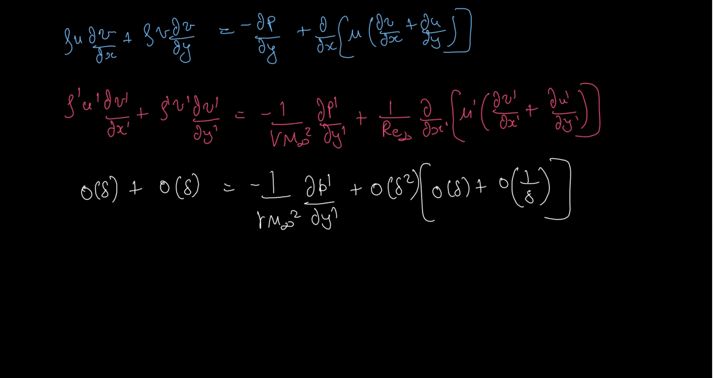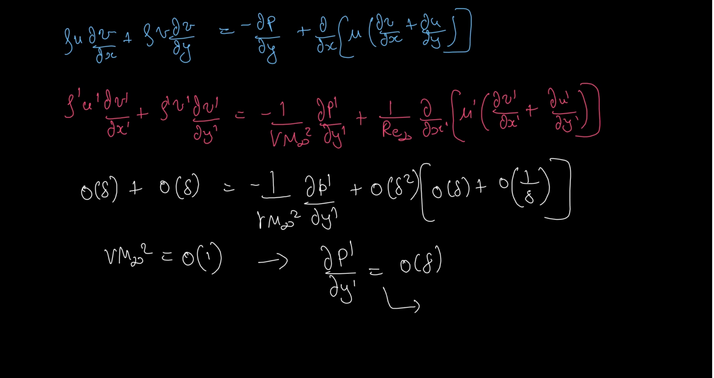So if we assume that gamma M infinity squared is of order 1, meaning the flow velocity is relatively small and my Mach number is also small, then I can say that my dou p over dou y prime should also be of order delta or even smaller. Since this is very small, I can assume my dou p over dou y to be 0. This is a very good approximation for subsonic and even transonic flows, and even in certain cases of supersonic flows.